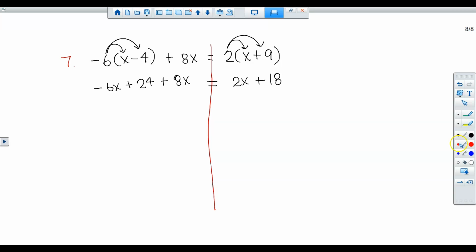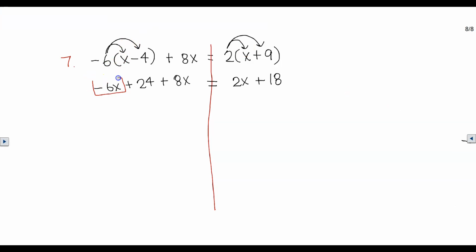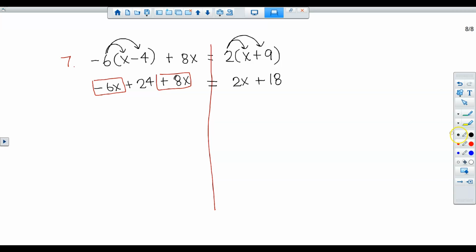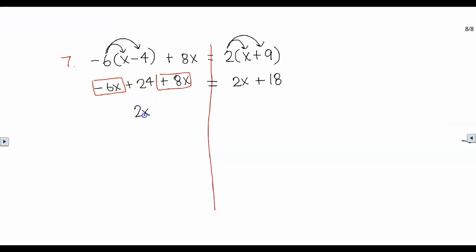All right, time to combine the like terms. So on this side, I see that I have negative 6x and positive 8x that I can put together. Negative 6 plus 8 makes that 2x plus 24. Side 2 doesn't have any like terms. It's just going to be 2x plus 18.